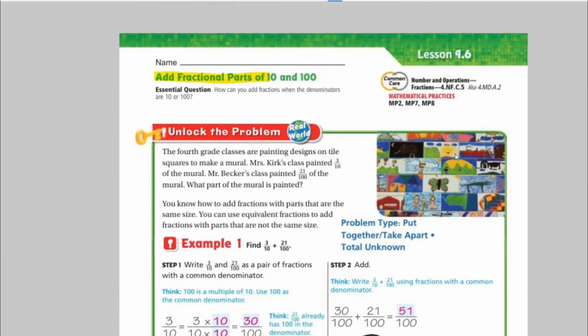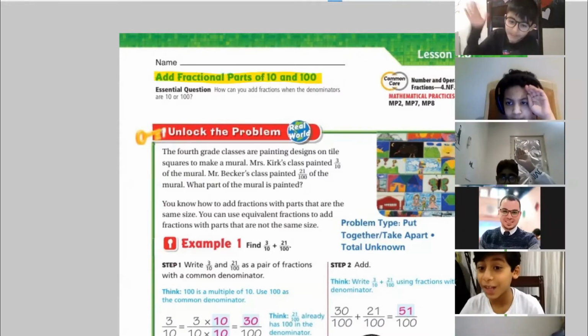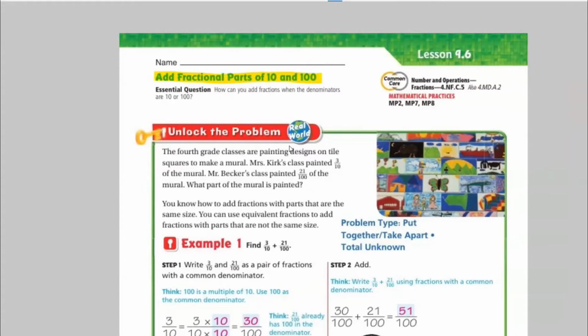Okay, I need someone to read this for me. Who can read? Okay, Adam. Let's read. Unlock the problem. So basically, where do I read? Because it's my first time reading. Okay, starting from this one.